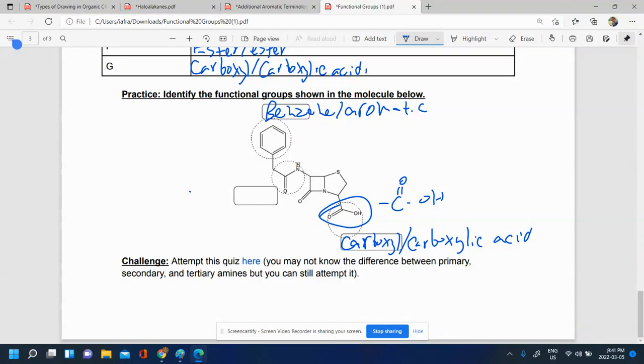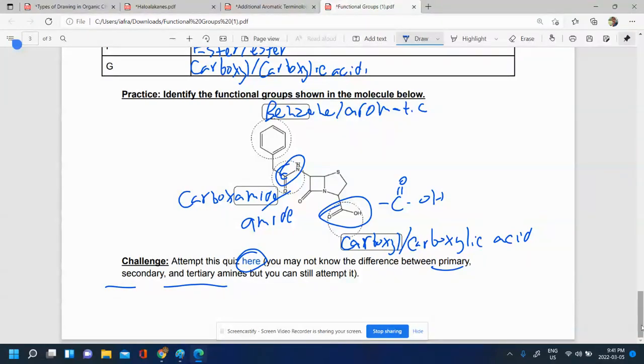Here we have a carboxamide, because you have the carbon double bond O and then the N next to it. This would make you an amide if you were the highest priority. And lastly, there's a great quiz you can try here online. You might not know the difference between the primary, secondary, and tertiary amines. But that's okay. You can still attempt this, and you can look this up if you want to ahead of time so you can get a preview and then attempt the quiz with a bit more knowledge.